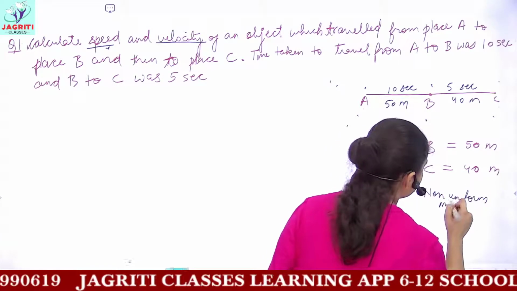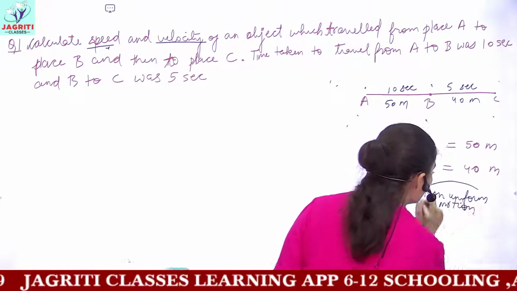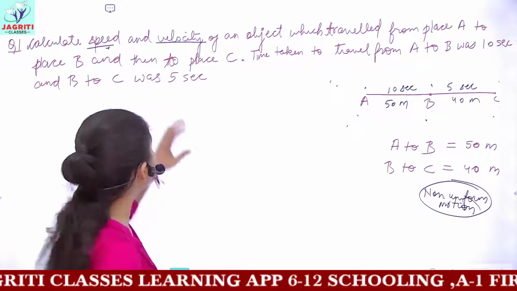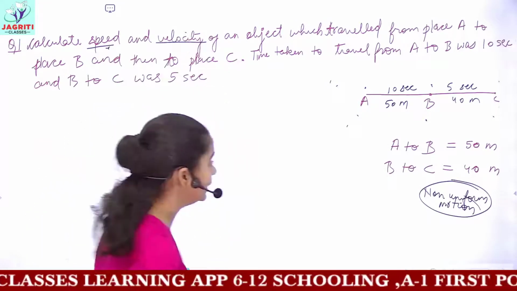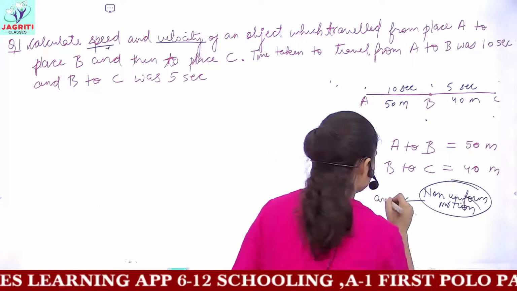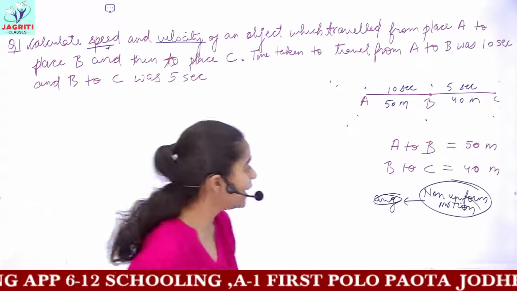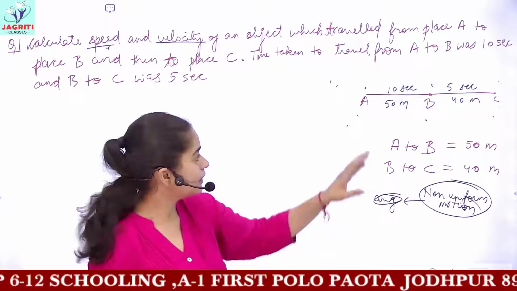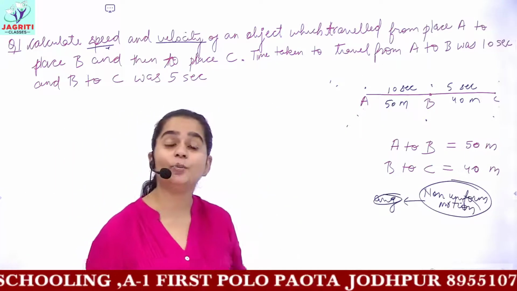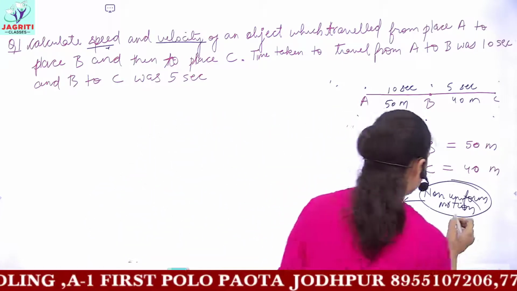And remember, if you have non-uniform motion in the numericals related to speed and velocity, then you have to find the average speed and average velocity everywhere, always. So how to identify that the motion given in the question is uniform or non-uniform? This we can do very easily.